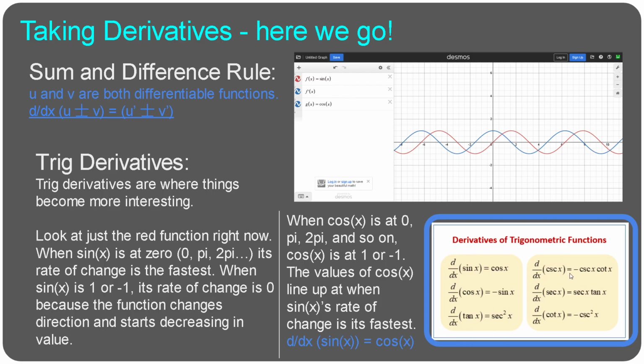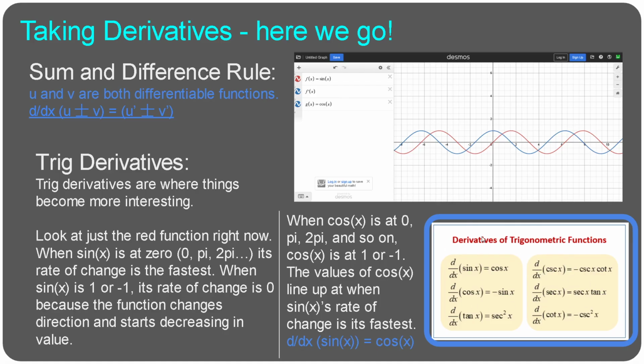The derivative of cosecant of x is equal to negative cosecant x, cotangent x. Once again, a little confusing. Secant x is equal to secant x times tangent x. And then cotangent is just negative cosecant squared x. So you can see the relationship between tangent and cotangent. Obviously, secant and cosecant also have a very similar relationship. Sine and cosine have a very similar relationship. So very cool.